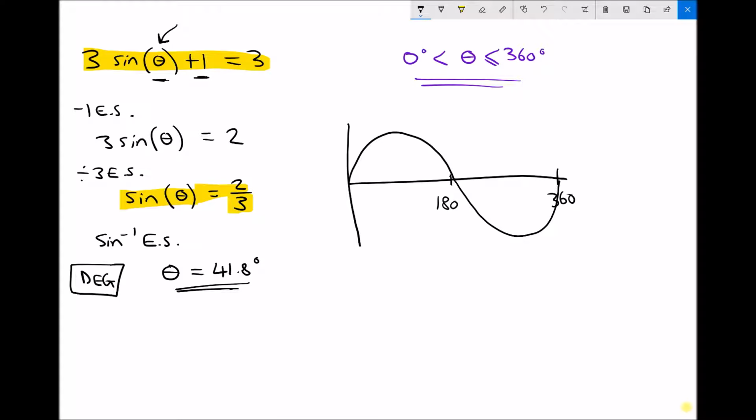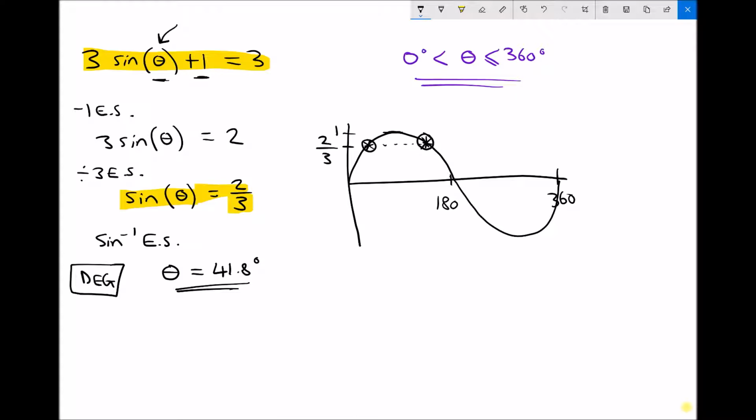Now what we're looking for is the values of theta that give us a value of the function equal to 2/3. So up here somewhere, we have 2/3, because we know the peak value up here is 1. And we've already found that at 41.8 degrees, the value of the function is 2/3, and it's going to be somewhere around there. Now we can see from our sketch that there's going to be a second value of theta that also makes the function equal 2/3.